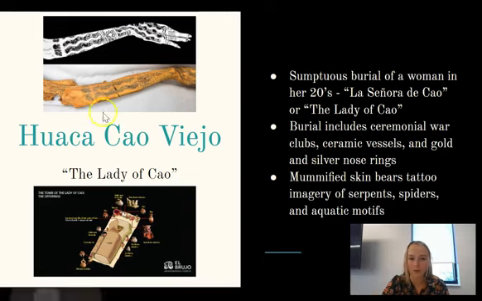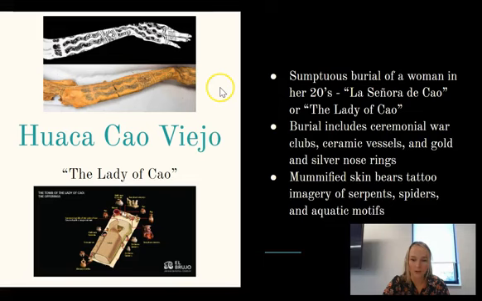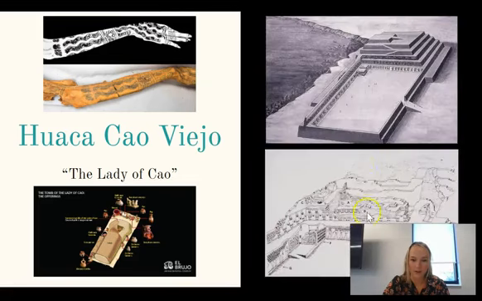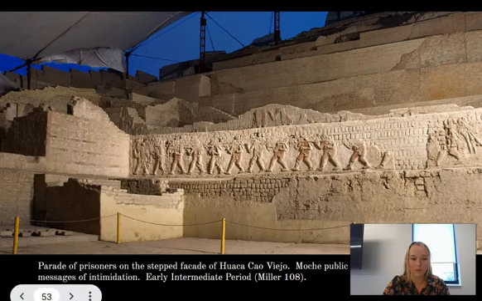Her skin is actually pretty well mummified, and her skin bears tattoo imagery of serpents, spiders, and also aquatic motifs. So this is a close-up of her hand. This is one of the facades at Huaca Cao Viejo, which is located right here. We have a stepped facade that includes nude captives that are probably being brought into a procession.